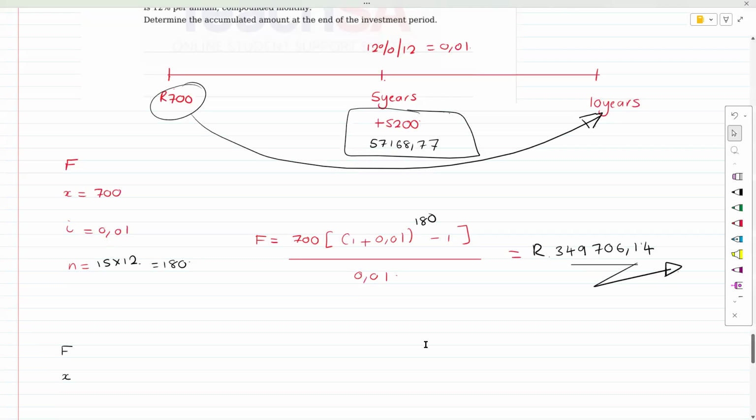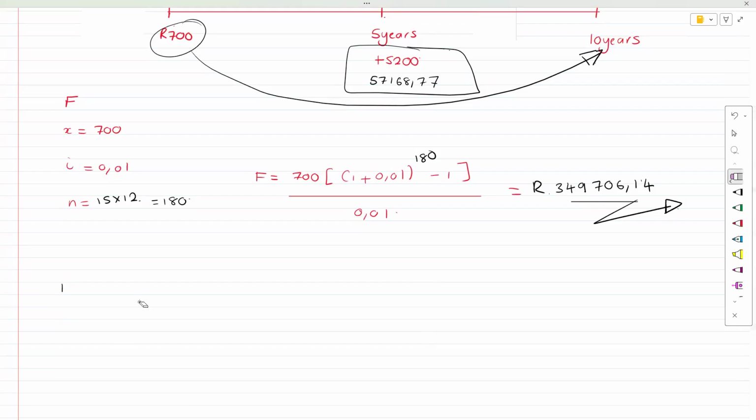But now, guys, this guy also put a lump sum amount of money. So after 5 years, he puts 5,200 Rand as a lump sum. It gets the same interest of 0.01. And this is going to be for 10 years. So 10 times 12 equals 120. And now we can find out that amount.